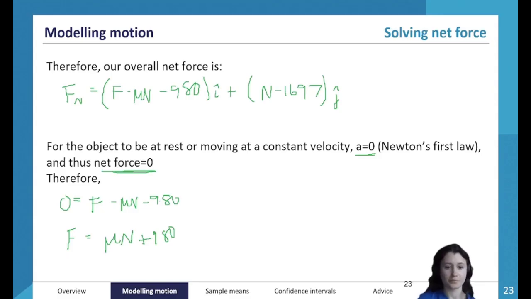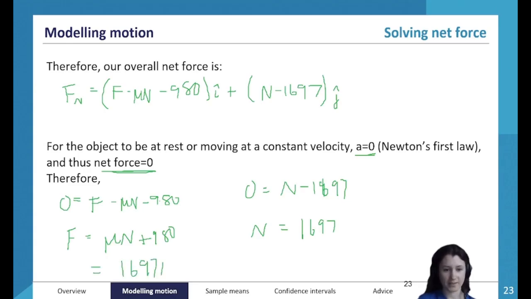So, as you can see, I just rearranged to isolate f there. Now I'm going to let 0 equal that 1697, that j component. As you can see, we can see that n is equal to 1697. Alright, so this means that f, putting this in, is going to be 1697 mu plus 980. And this is the answer that we were asked to find. We were asked to find f in terms of mu.